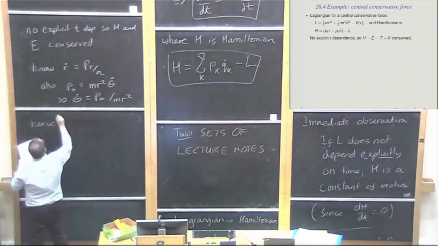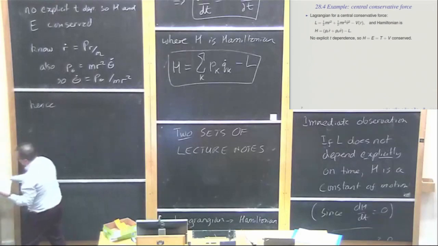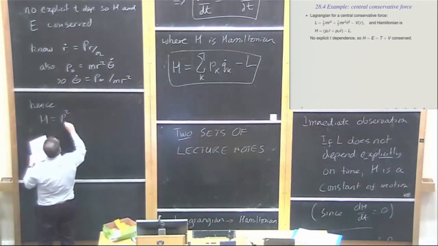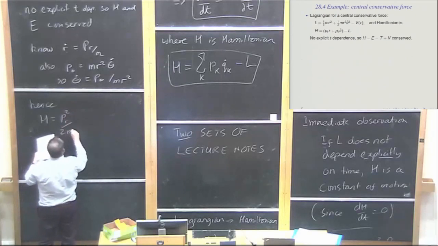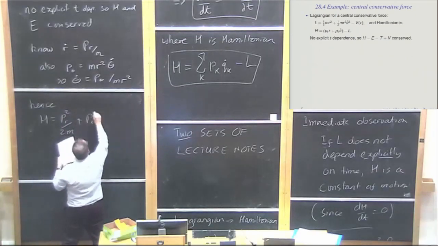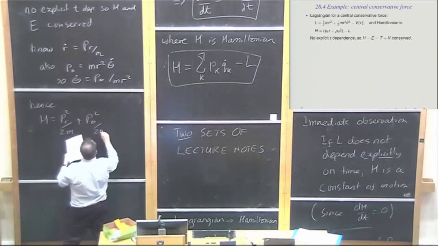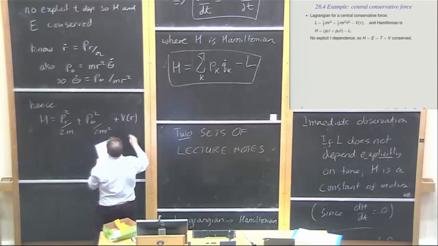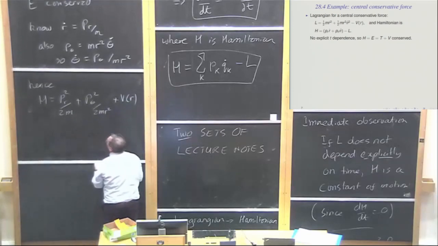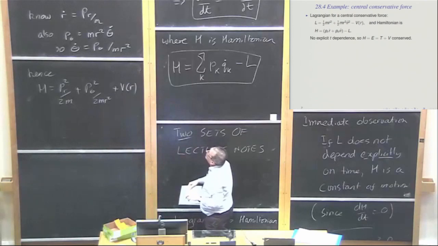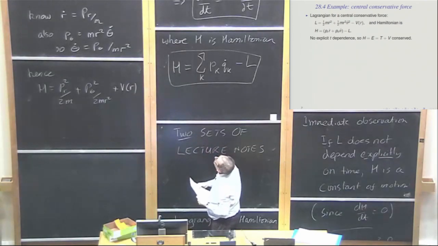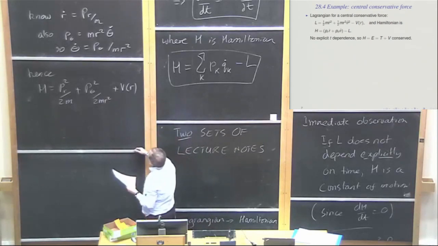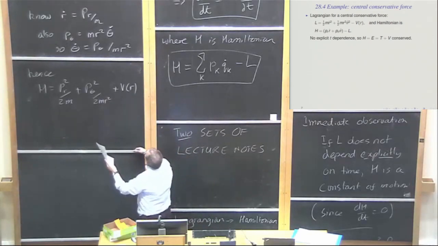Hence we can write the full expression for the Hamiltonian as pr squared over 2m plus p theta squared over 2 m r squared plus V of r. Okay, that should be clear.